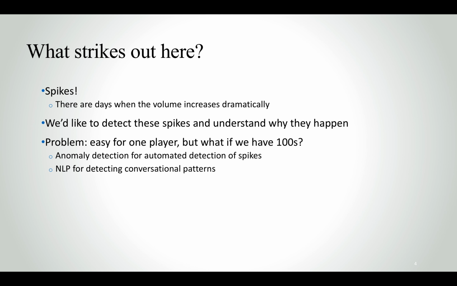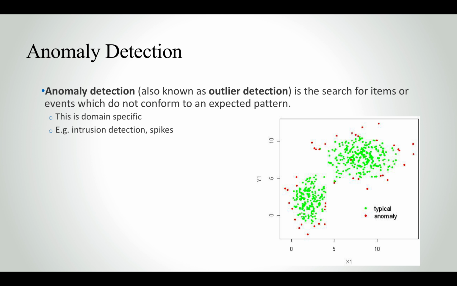More specifically, we're going to look into anomaly detection for the automated detection of spikes, and also natural language processing for detecting conversational patterns. Anomaly detection is the search for items or events which do not conform to an expected pattern. It's very important to understand that this is very domain specific. It's not easy to say this is what anomalies look like in all different events. And now we're talking about time series, but there are other types of anomalies as well.